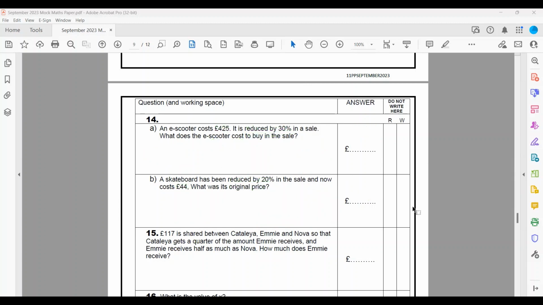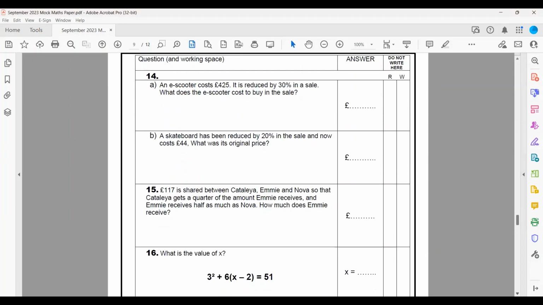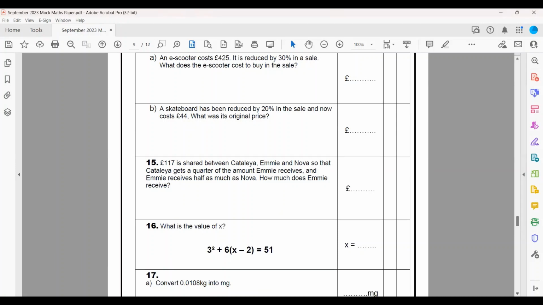Coming down to question 15, here we have a ratio question. And the reason we know it's ratio is when amounts are compared to other amounts in fixed parameters, we can use ratio and proportion. And again, this would be another good chance to use the hashtag RAT ratio thing here. So we'll draw our hashtag. We're going to put in R for ratio, A for amount, and T for total. We can use column headings of C for Cattleya, E for Emmy, and N for Nova.